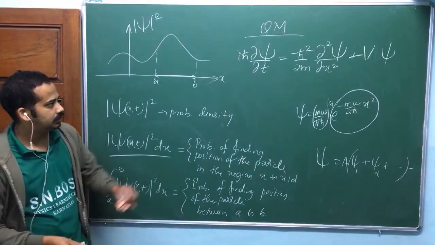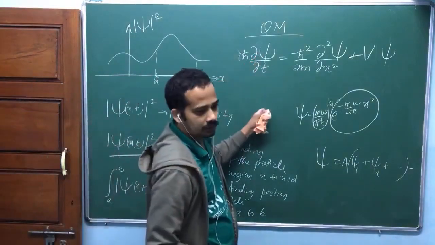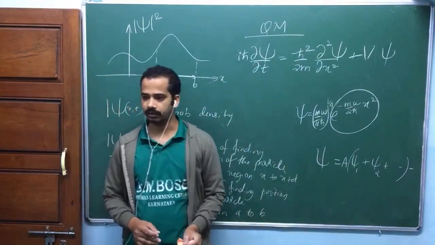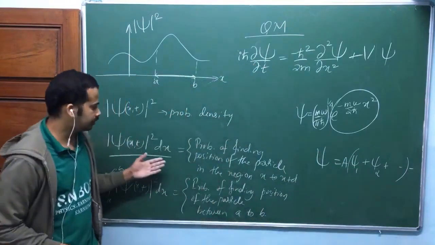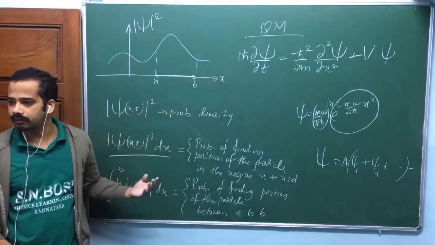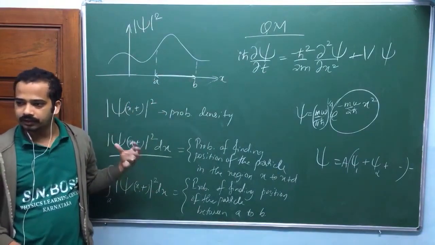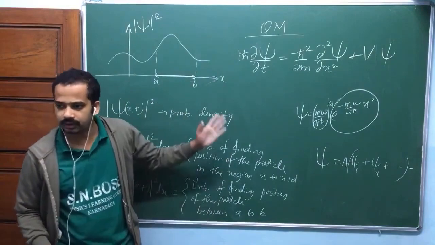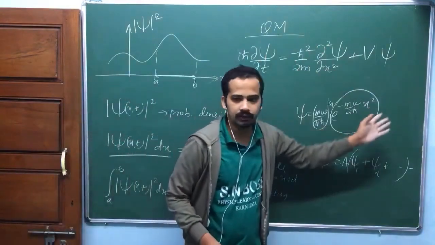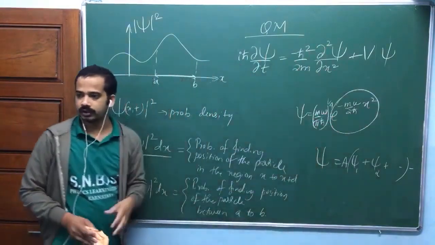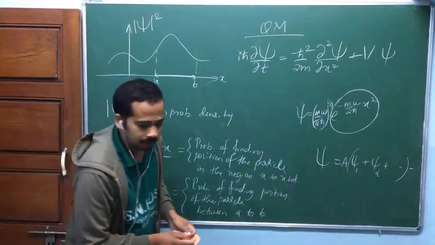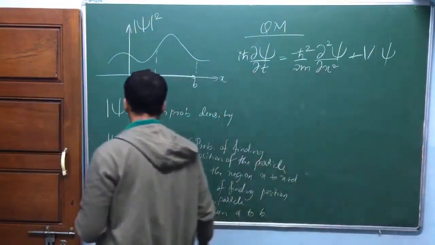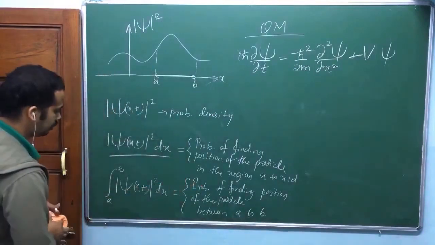Why am I saying that? Because this psi is a solution of a differential equation. It may contain an arbitrary multiplicative constant. And this interpretation is done later, after that differential equation. That's why this information doesn't exist. This probabilistic information is not inbuilt in the differential equation. We need to enforce that condition. We call that normalization. I'll come to that in a moment.